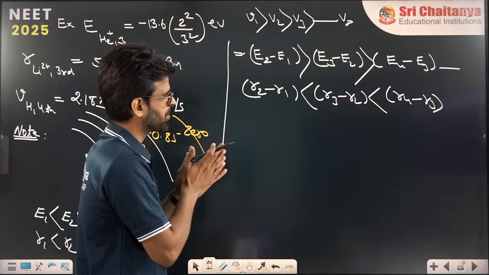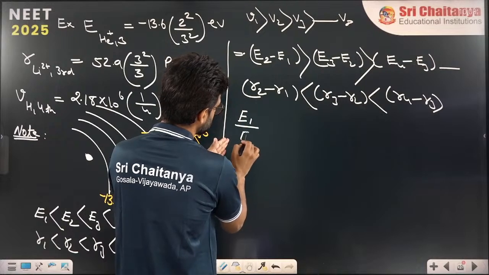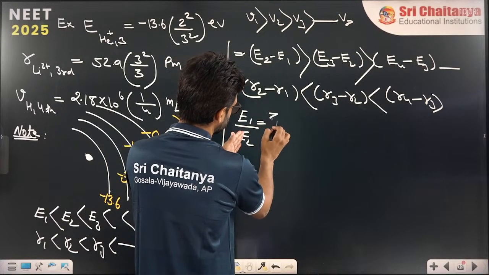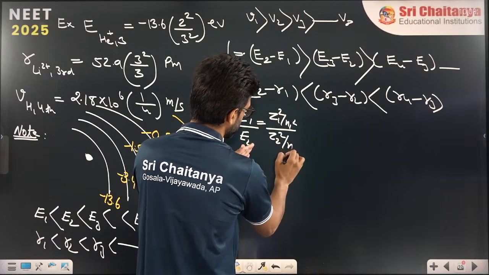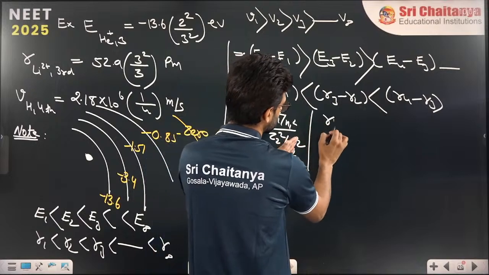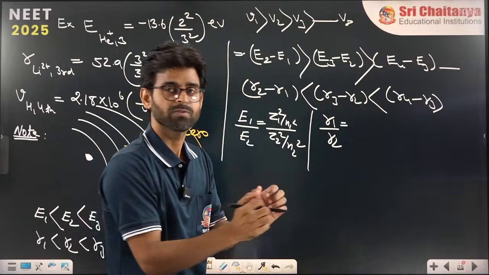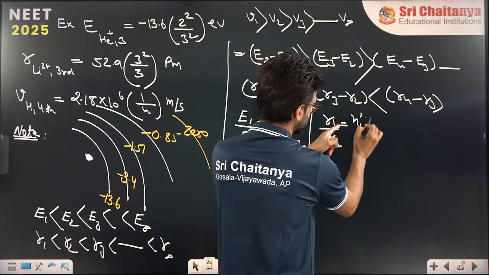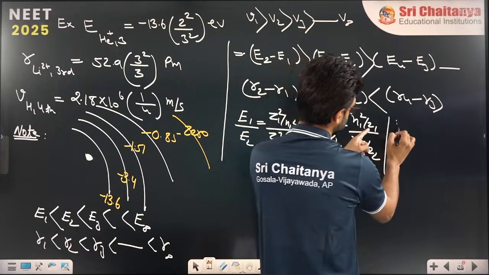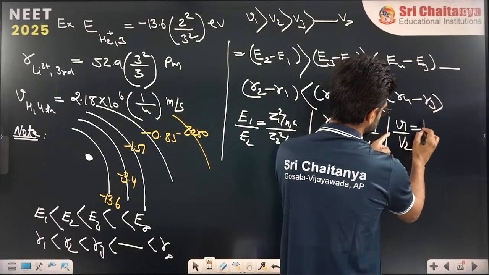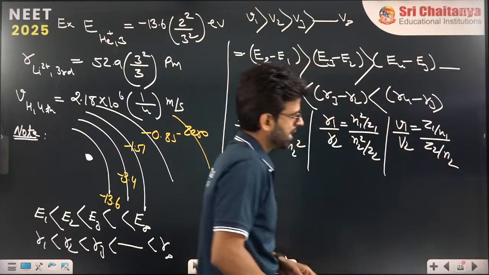And the next thing: imagine they sometimes give the energy of one shell and ask the energy of some other shell. Just apply the formula Z1 square by N1 square divided by Z2 square by N2 square. Similarly for radius, they give one radius and ask the other radius in terms of the first one. So what is coming here? N1 square by Z1, N2 square by Z2. And the next one is V1 by V2, that is Z1 by N1, and here Z2 by N2.